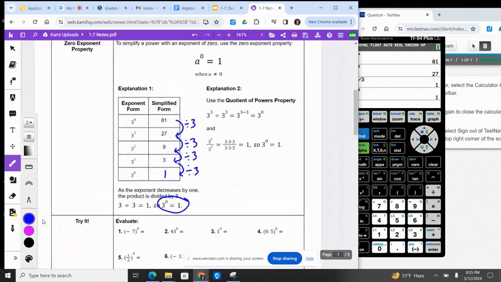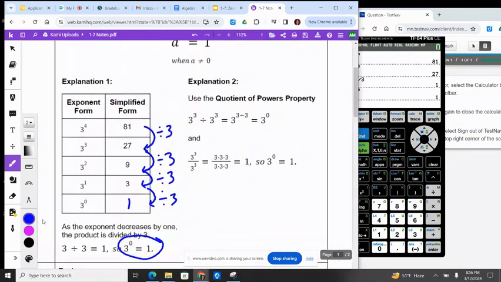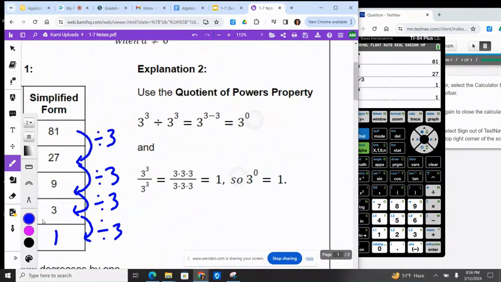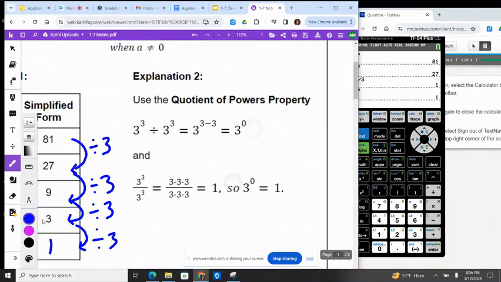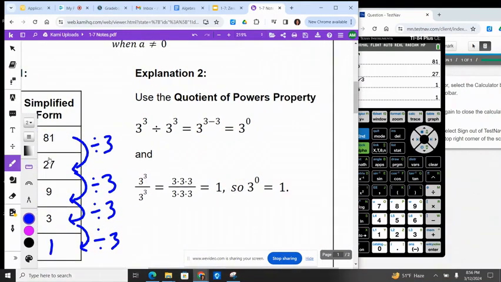Another way to look at this, and this is what we talked about yesterday, is called the quotient property, or quotient of powers property. Do you remember when we learned that when we divide powers that have the same base, you just subtract the exponents? So if you see 3 minus 3, that's 0. So basically 3 to the third divided by 3 to the third is 3 to the 0.